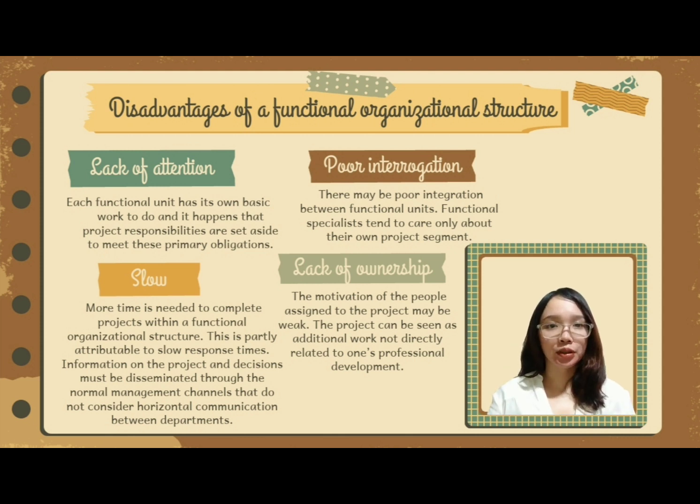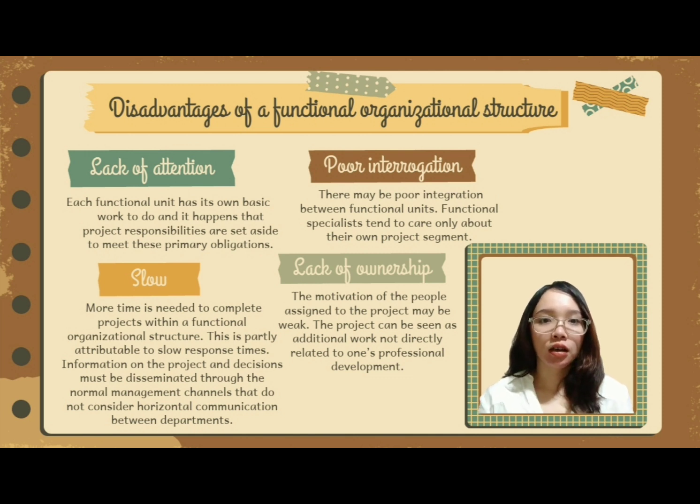The second one is poor integration. There may be a poor integration between functional units. Functional specialists tend to care only about their own project segments and not what is best for the project in general. Slow. In general, more time is needed to complete project within a functional organizational structure. This is partly attributable to slow response times. Information on the other projects and decision must be disseminated through the normal management channel that do not consider horizontal communication between departments.